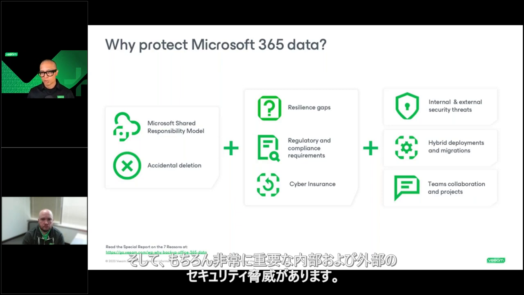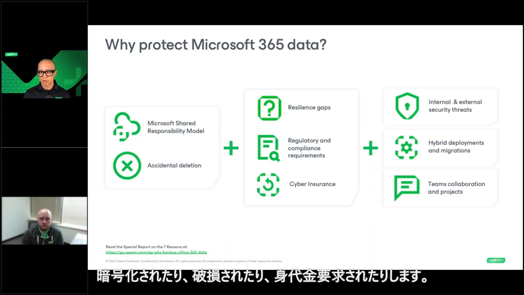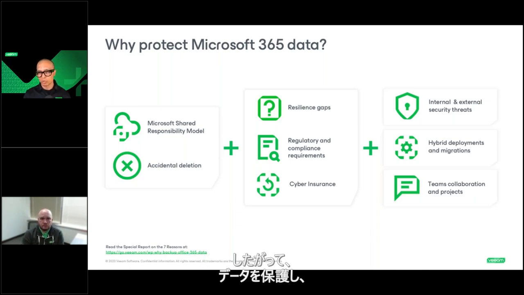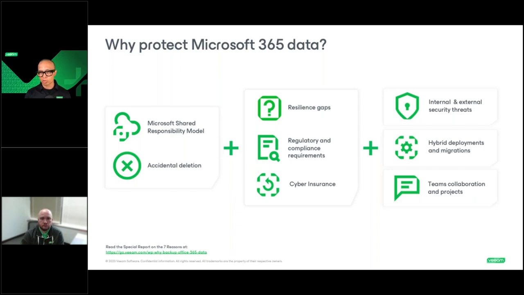And then tertiary reasons, of course, very important is internal and external security threats. If you're not backing your data up, it could be easily deleted or encrypted, corrupt, ransomed. So we need to have a way to protect that data, make it immutable, so none of that backup data can be changed, and make it recoverable.